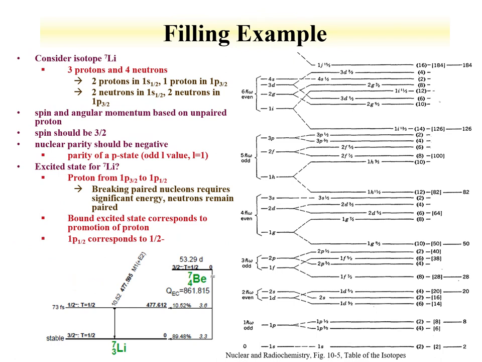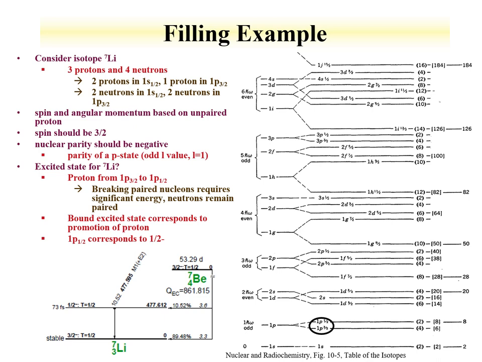Let's consider lithium-7. 3 protons, 4 neutrons. The proton number is odd, so the odd proton is going to define the behavior of the nucleus. And we see that this one unpaired proton, the third proton, lives in this 1p 3/2 level, right? Because I can put 2 protons here, the third one is here. So the spin and parity are based upon this unpaired proton. If it's 1p 3/2, the spin should be 3/2. The parity is based upon the p state. It has an L value of 1, which is odd, so the parity is negative. And as we see, lithium-7 is 3/2 minus, as predicted from the shell model.